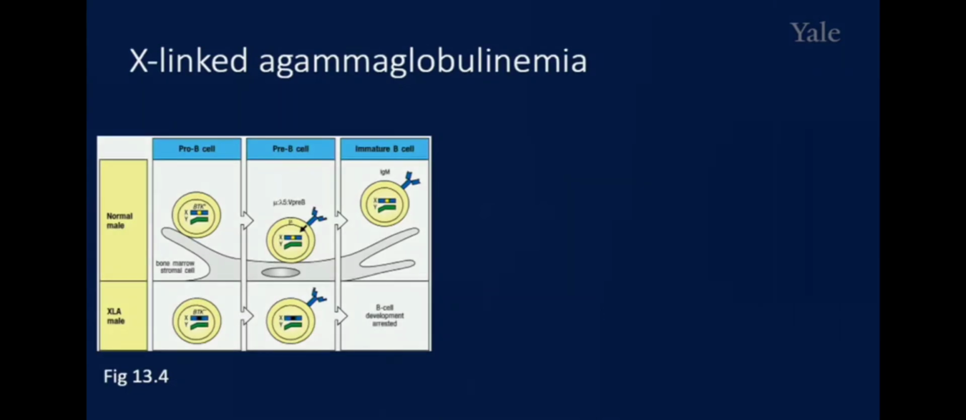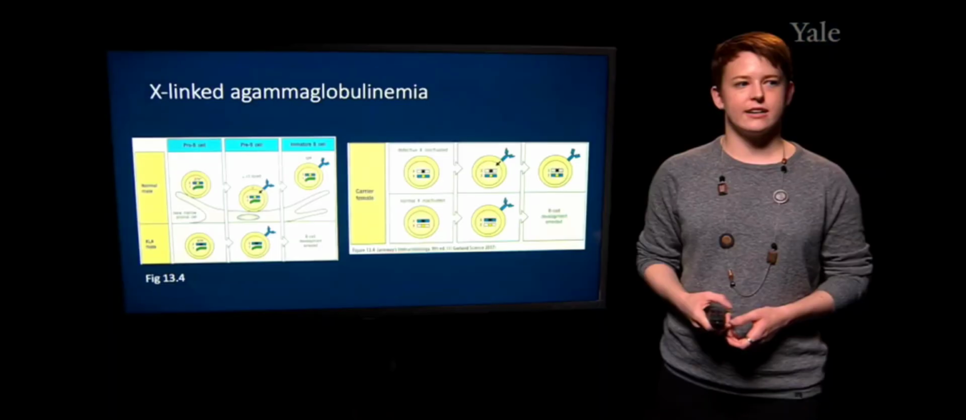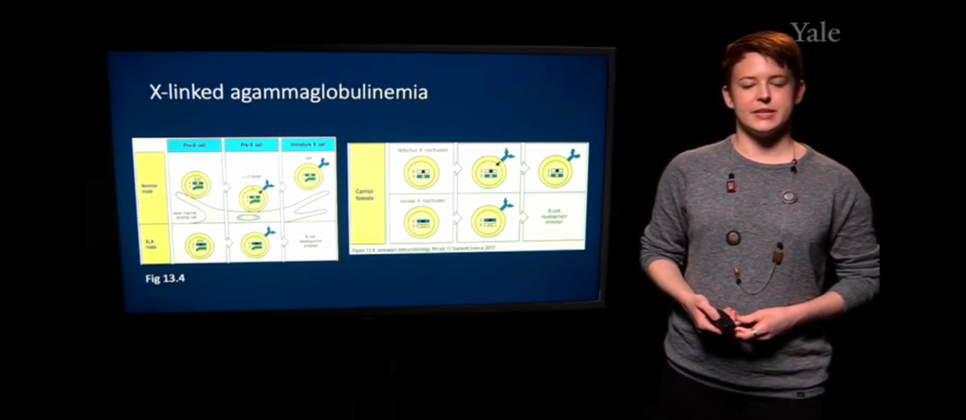However, in females who have two X chromosomes, if they have one functional copy and one non-functional copy, all the B cells that express the functional copy will mature and become functional B cells. However, all the B cells that express the non-functional copy will have development arrested. So this leads to the entirety of the B cells all expressing functional B cell receptors, because the ones that have the dysfunctional BTK will not progress in development.